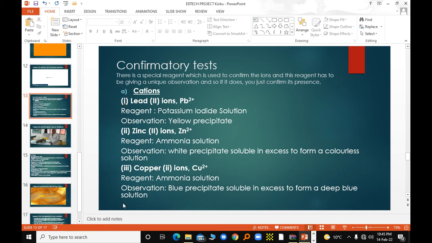Zinc 2 ions are confirmed by ammonia solution, whereby you form white precipitate soluble in excess to form a colorless solution, as we've seen from the video. Copper 2 ions are also confirmed by ammonia solution, whereby we saw a blue precipitate soluble in excess to form a deep blue solution.